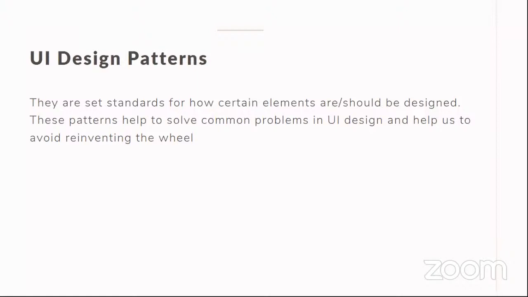Moving on to the last part, which is UI design patterns. I said there are two types of patterns. The first one is the one we saw, I think that was number 6 or 7, can't remember, as part of the design principles. But this one I'm talking about is still a guideline, right? They are sets of standards for how certain elements are or should be designed. These patterns help to solve common problems in UI design, and they also help us avoid reinventing the wheel.